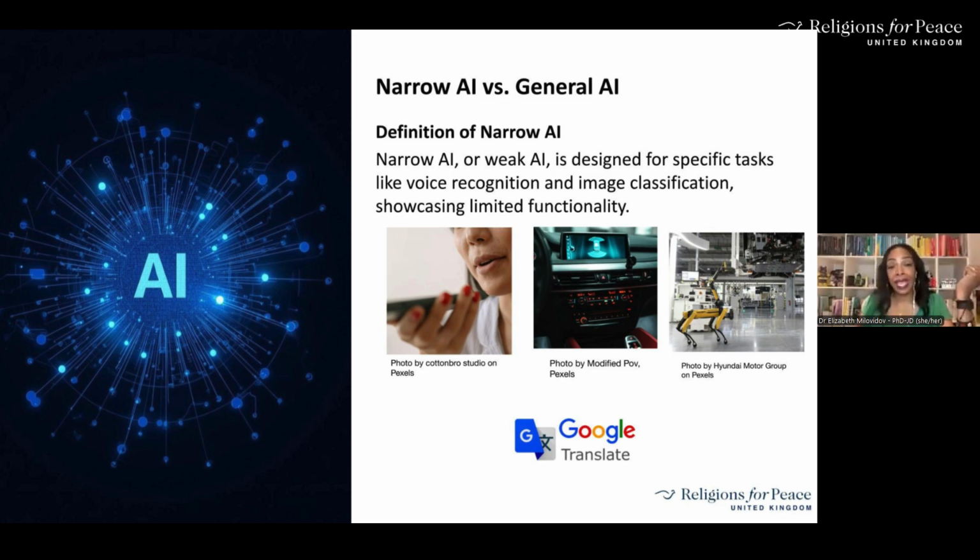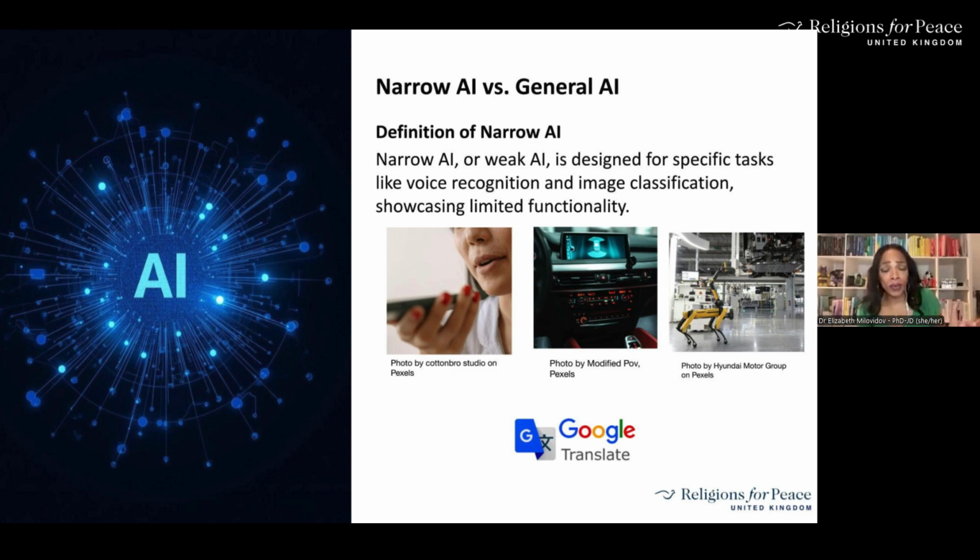So when you say, hey Siri, or hey Google, or hey Alexa, all of these things, this type of voice recognition, these voice assistants, this is narrow AI that is designed to understand and respond to your voice commands, right? It's designed to perform tasks like setting an alarm, making phone calls, answering questions, right? So something that's very limited.